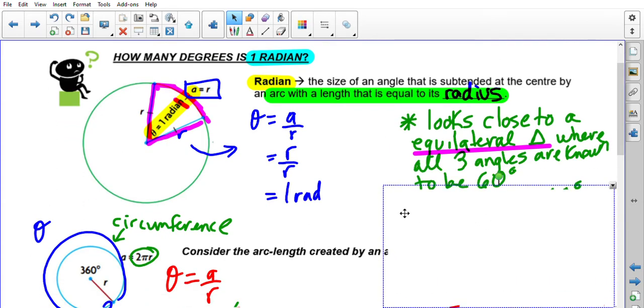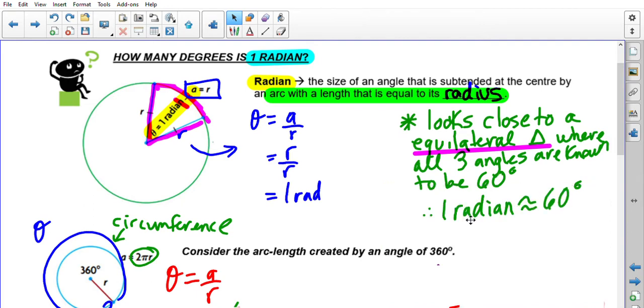So my conclusion is that this one angle measure inside here is going to be close to 60. Just speculation, we're going to assume that 1 radian is approximately equal to 60 degrees. That's our educated guess. Obviously, it's not going to be exactly that because it's not a perfect triangle. So let's go ahead now and find the exact value.